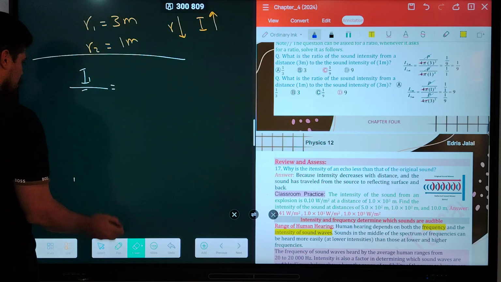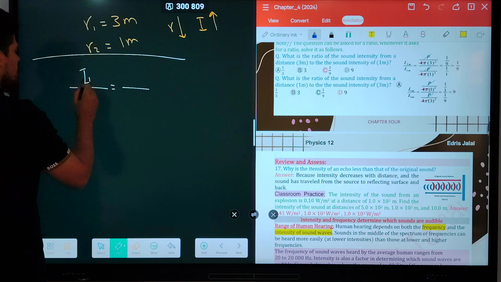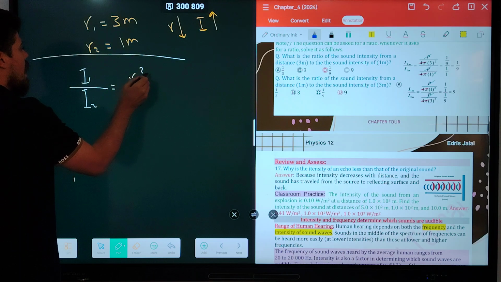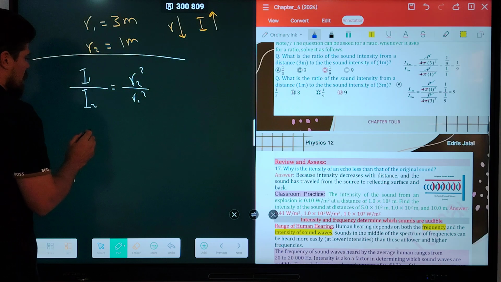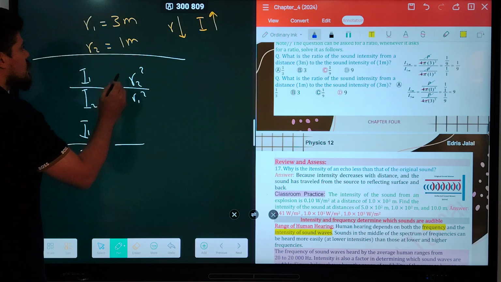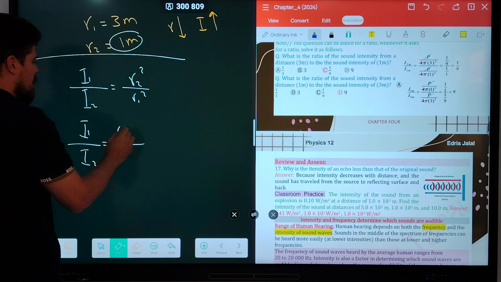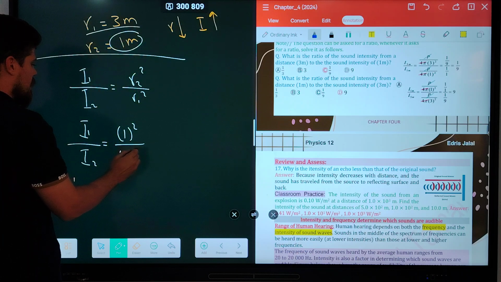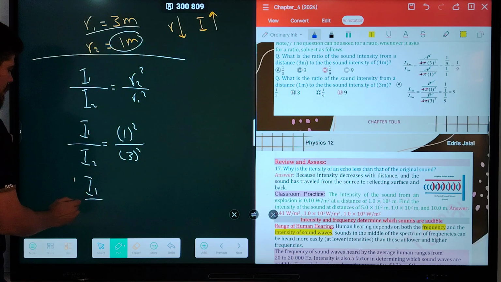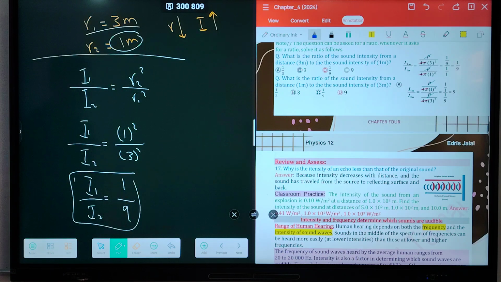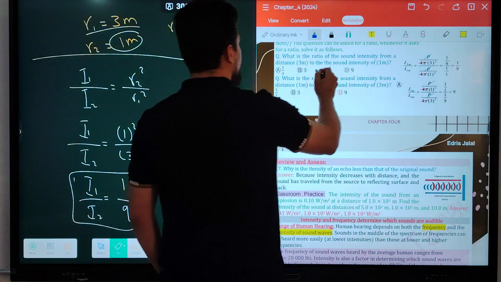I1 over I2, as I told you, the relation between intensity and R is inverse: I1 over I2 equals R2 square over R1 square, guys. R2 is 1 square, R1 is 3 square. So I1 over I2 is going to be 1 over 9. So the ratio of I1 to I2 is 1 over 9.